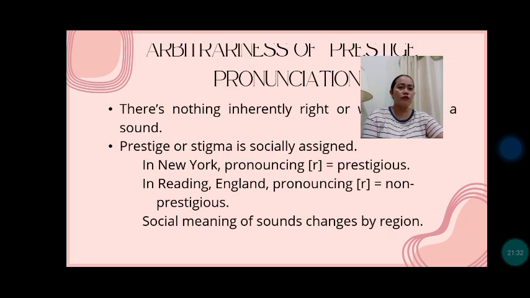Next, we also have the arbitrariness of prestige pronunciation. But here is something interesting about this. What counts as prestigious pronunciation isn't universal. In New York, pronouncing R is considered proper and prestigious. Yet in Reading, England, it's the opposite. Dropping R is what sounds more refined. This tells us that social values shape language, and what's correct depends entirely on the community.